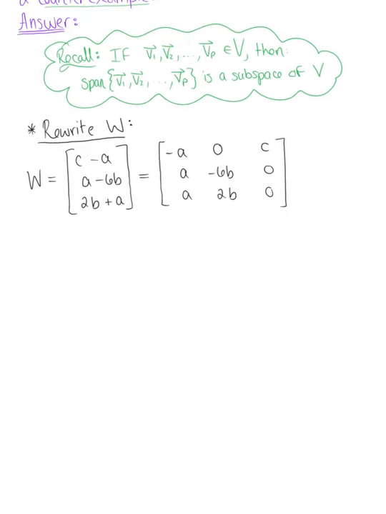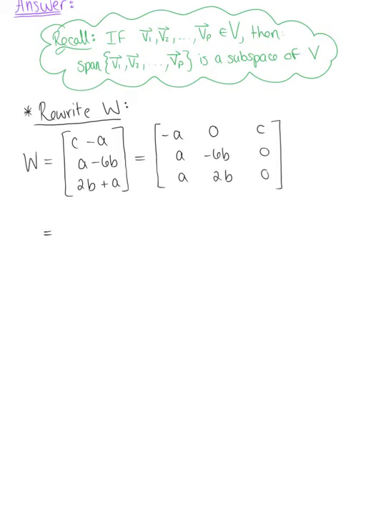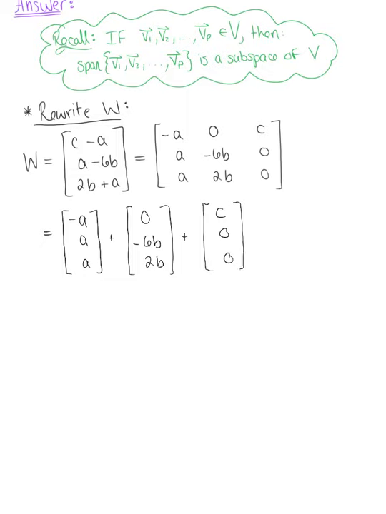And we can now rewrite this as a linear combination of A, B, and C. So I can think of this, really breaking this down. I have minus A in our first column, plus 0 minus 6B, 2B in the second column, plus our third column, C, 0, 0. And now we can rewrite this as A multiplied by the column vector negative 1, 1, 1, plus B multiplied by the column vector 0, negative 6, 2, plus C multiplied by the column vector 1, 0, 0.